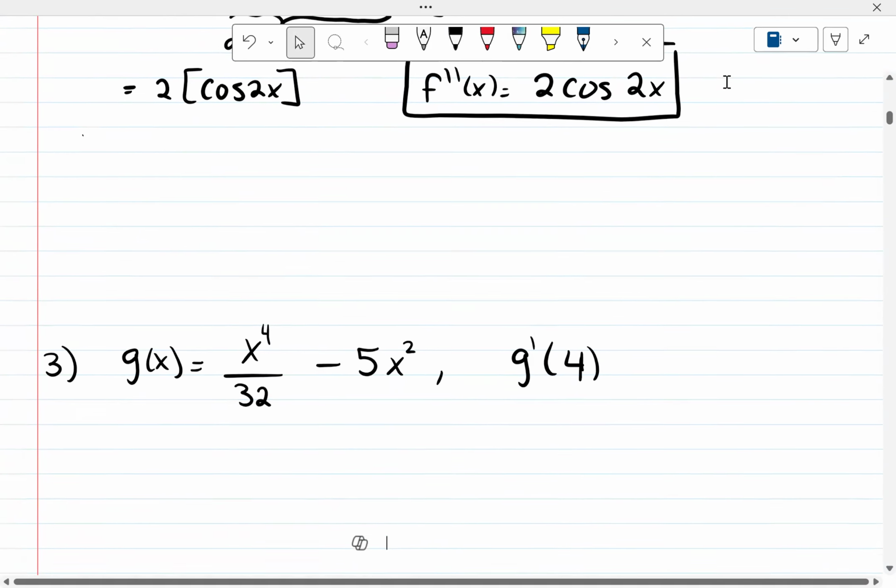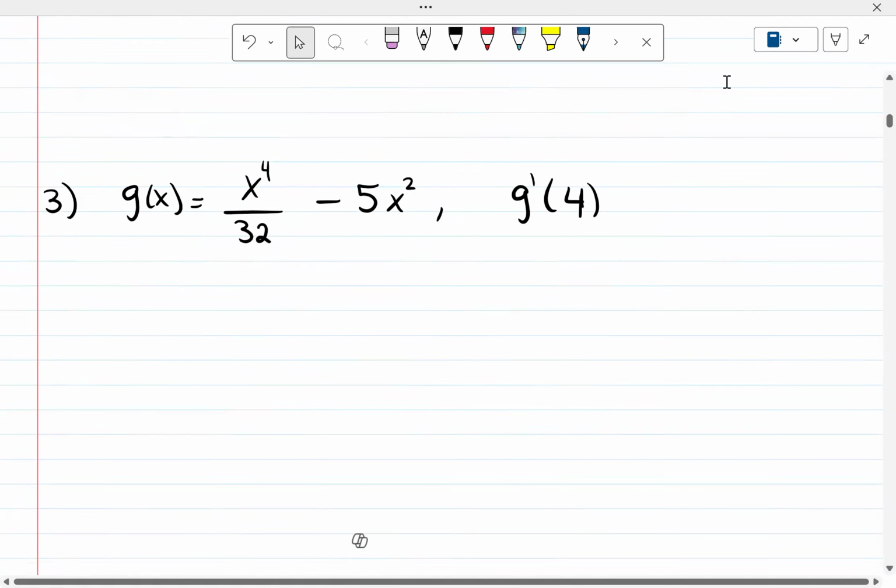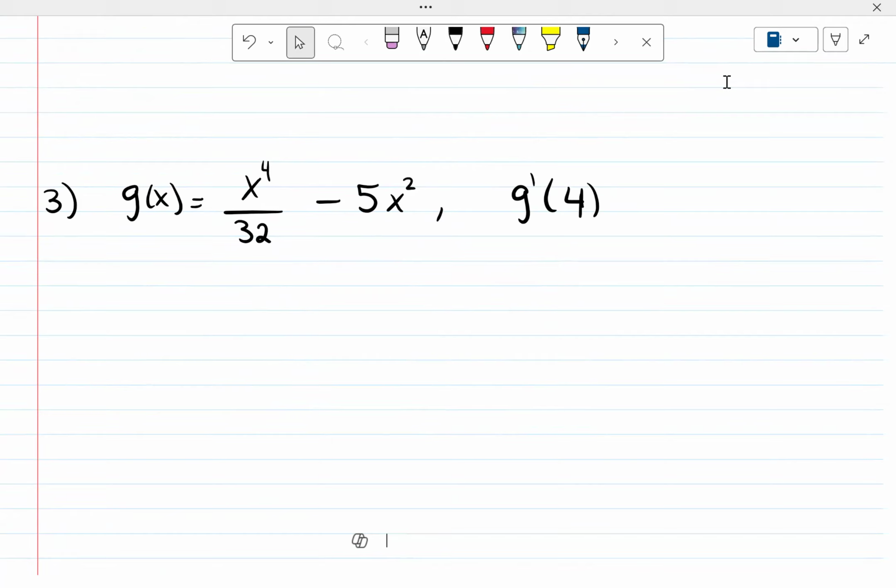Let's move on to question 3. We have g of x equals x fourth over 32 minus 5x squared, and we must find g prime of x. Okay, this isn't a bad one, but x to the fourth over 32 looks like a fraction, and you're probably thinking we'll have to use the quotient rule, right? Not quite.